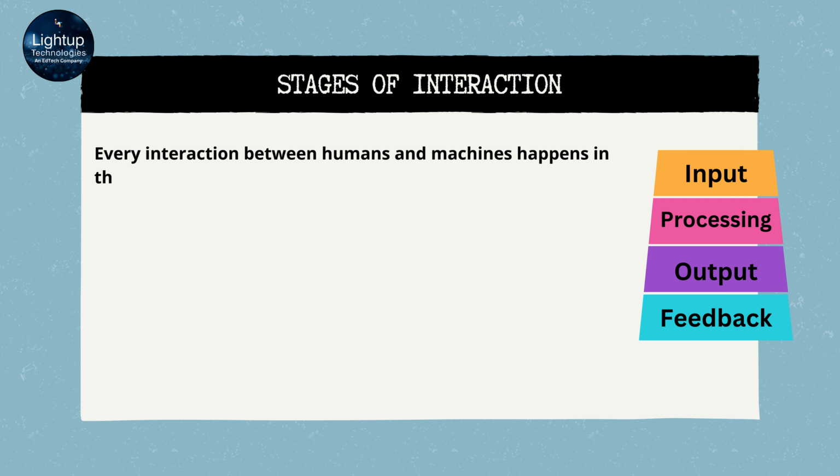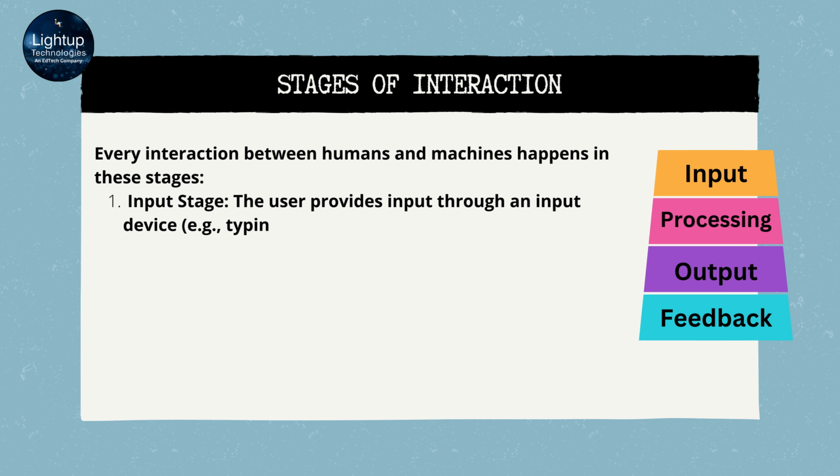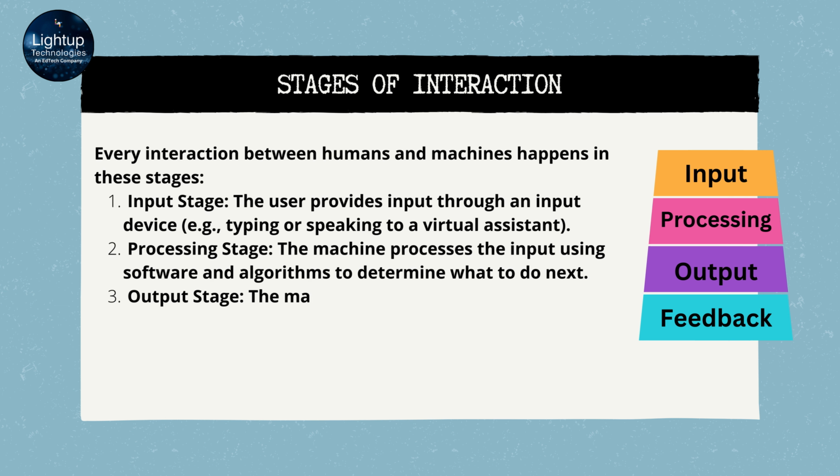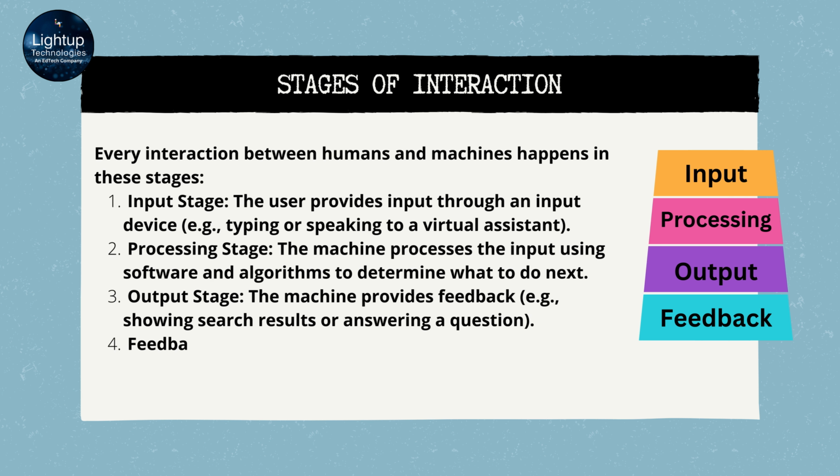Fourth, stages of interaction. Every interaction between humans and machines happens in these stages. First, input stage. The user provides input through an input device, example, typing or speaking to a virtual assistant. Second, processing stage. The machine processes the input using software and algorithms to determine what to do next. Third, output stage. The machine provides feedback, example, showing search results or answering a question. Fourth, feedback stage. The user receives the response and can give more input.